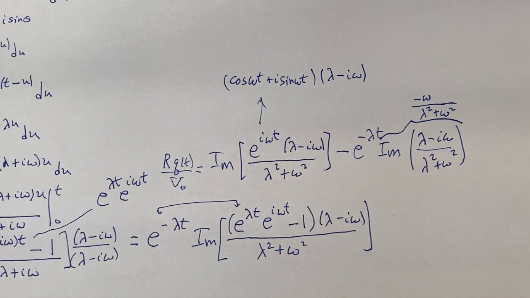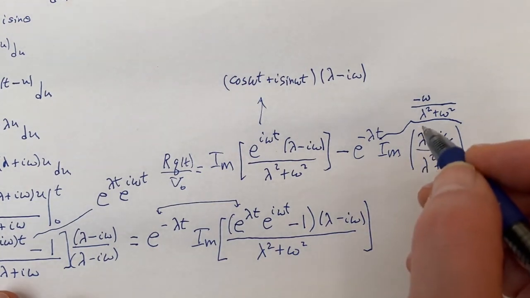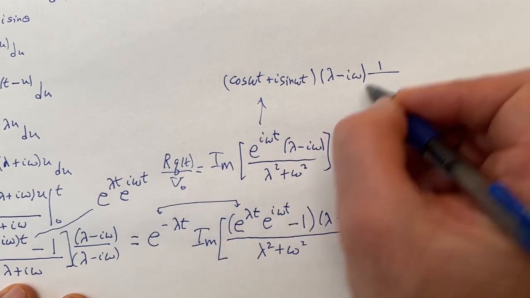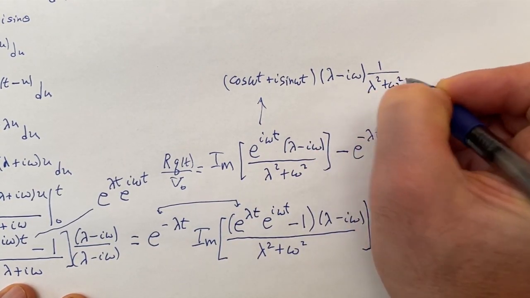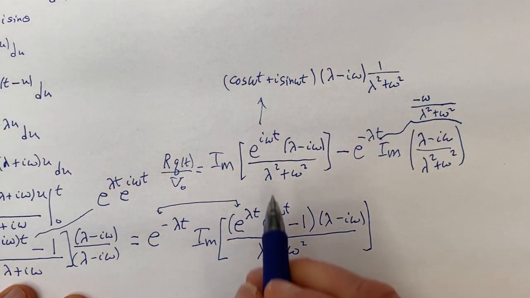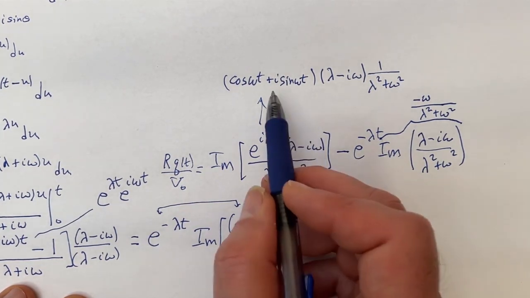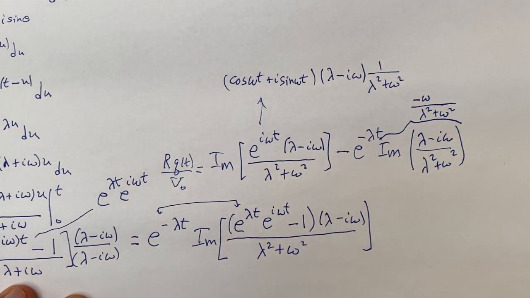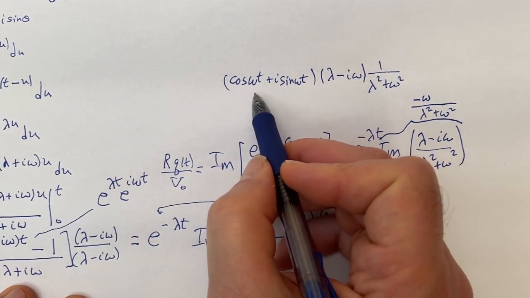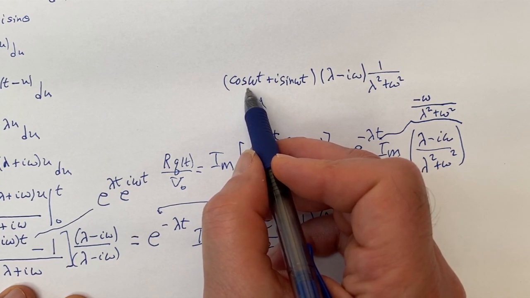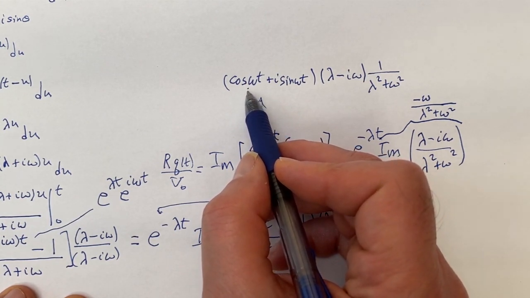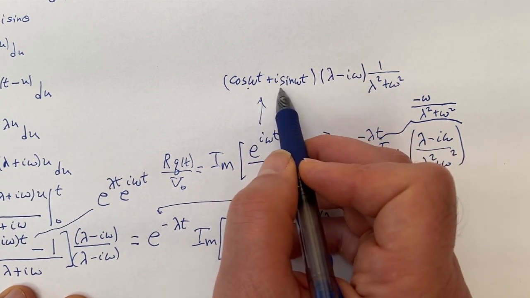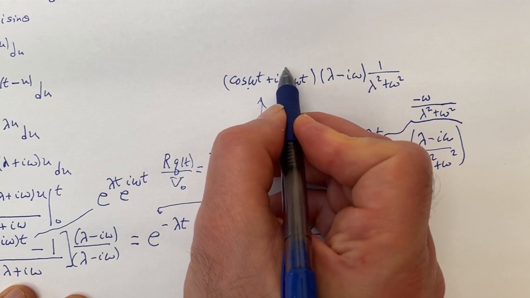And in the denominator, the denominator is going to be this lambda squared plus omega squared. And this one here, we're going to have to deal with the cosine part and the sine. Now here, if you want the imaginary part that goes with the cosine part, that's going to involve this I over here. Let's do the sine one first.